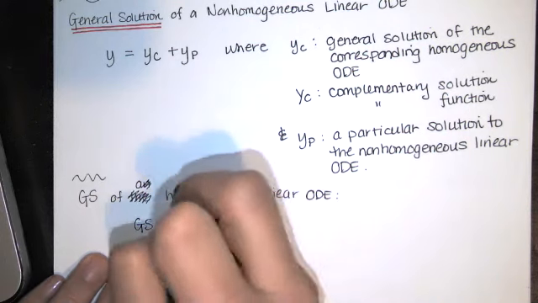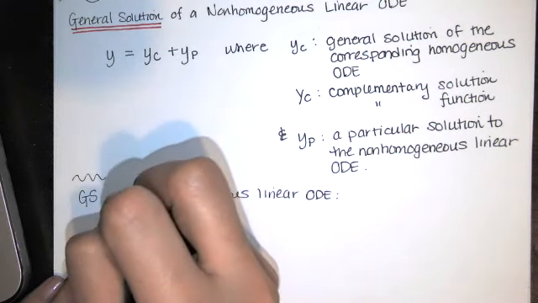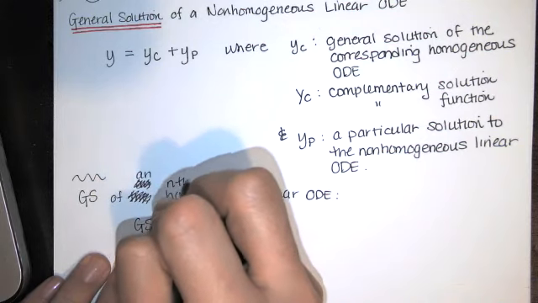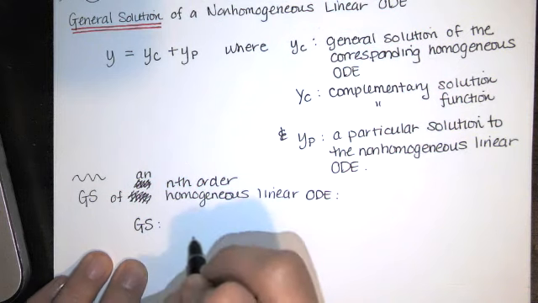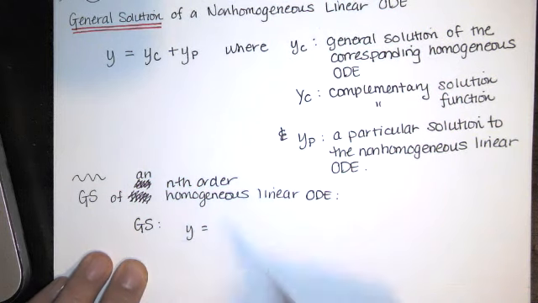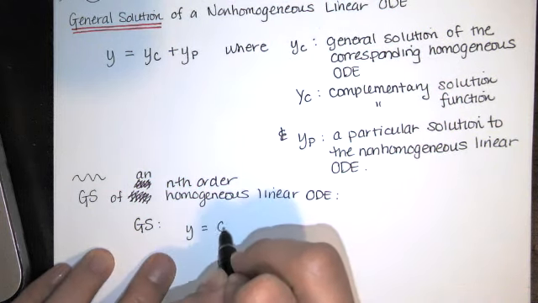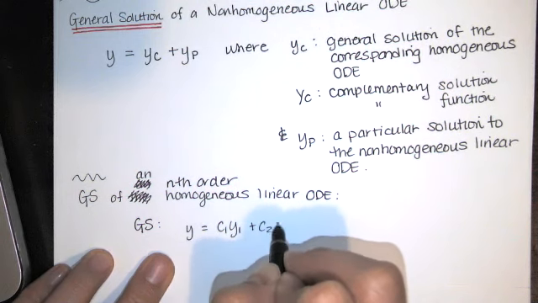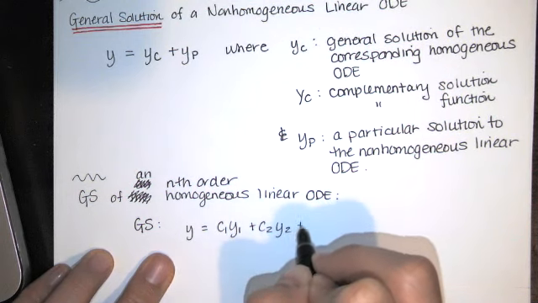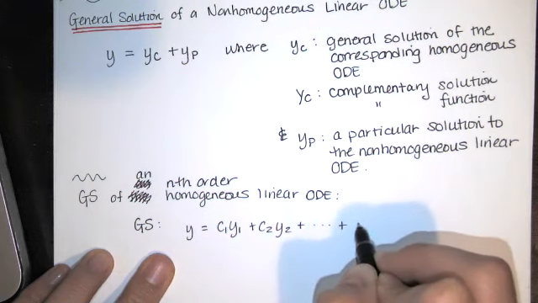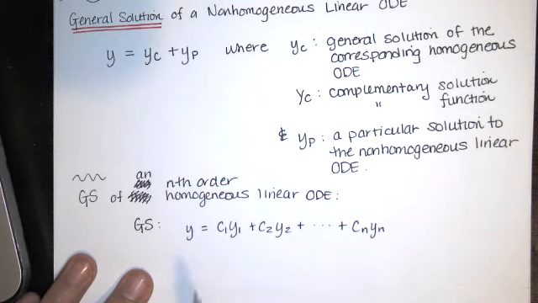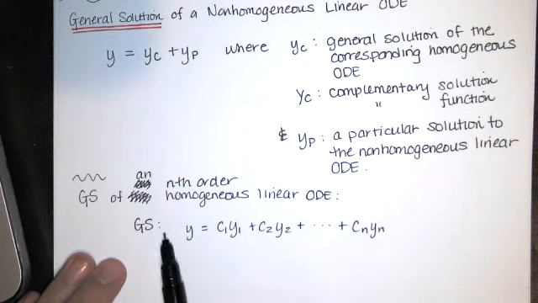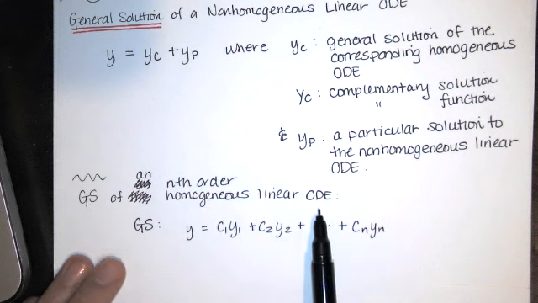So if it's an nth order homogeneous linear ODE, it looks like this. It has n linearly independent solutions. You multiply them by constants, you add them together. That's the general solution. So if it's a third order differential equation, you're going to have 3 linearly independent solutions. You multiply them by constants and add them together. And that's the general solution of the homogeneous ODE.